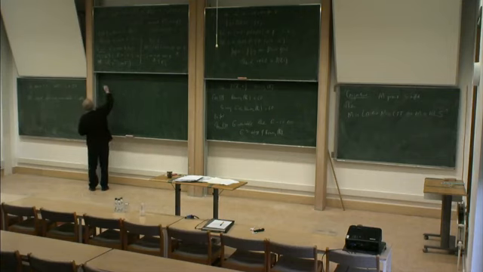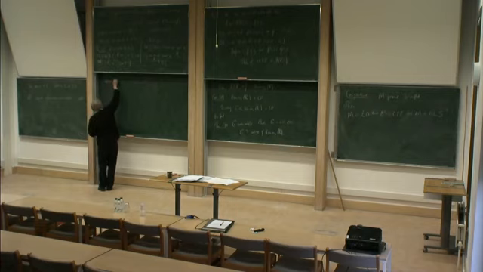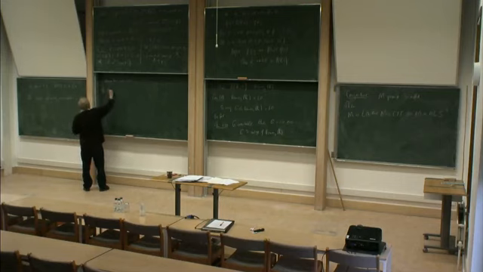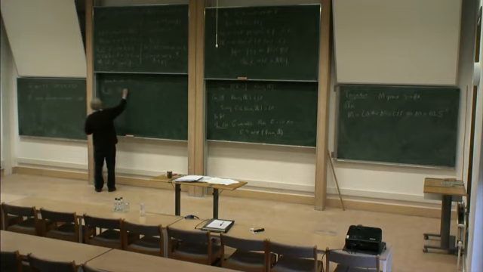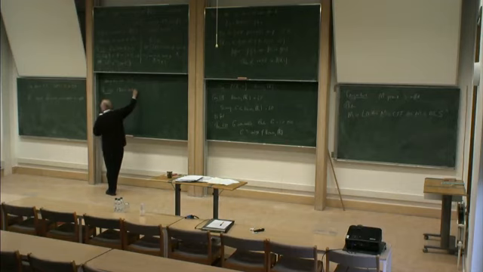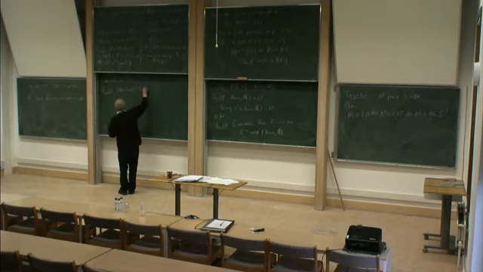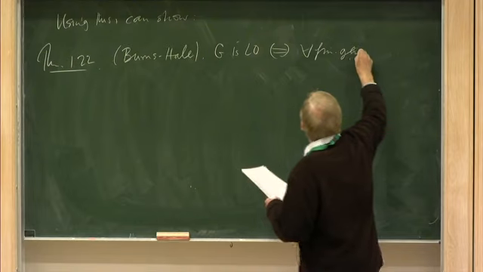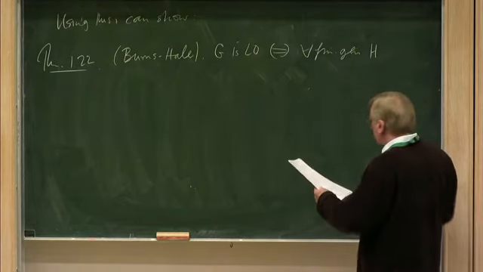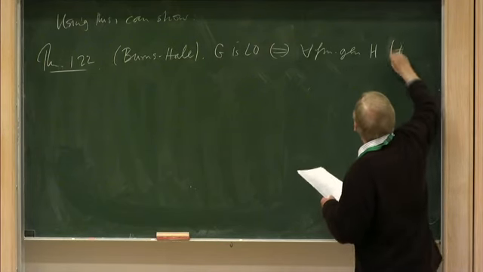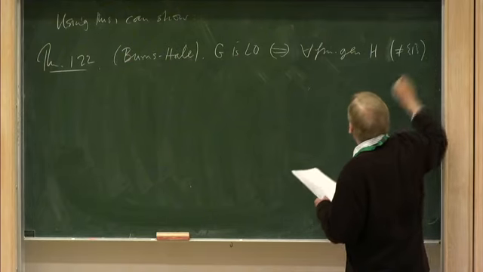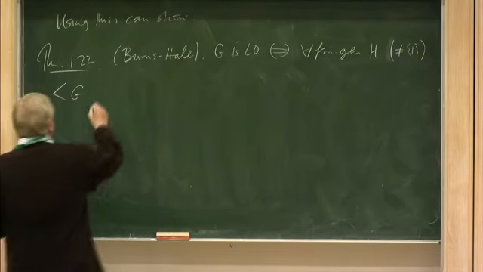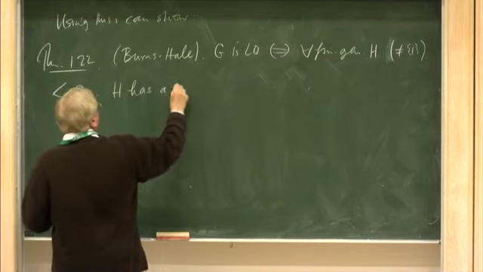So using theorem 1.21, in turn, one can show, and this is going to be the last theorem I'll mention today, the Burns-Hale theorem: G is left orderable if and only if for all finitely generated subgroups H not equal to the identity, H has a non-trivial left orderable quotient.